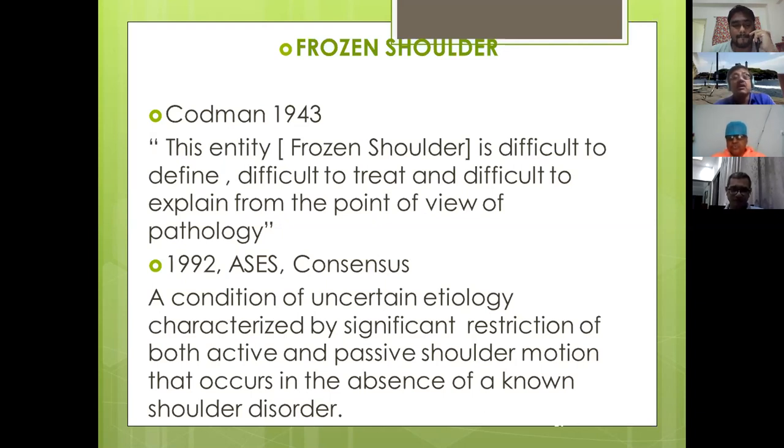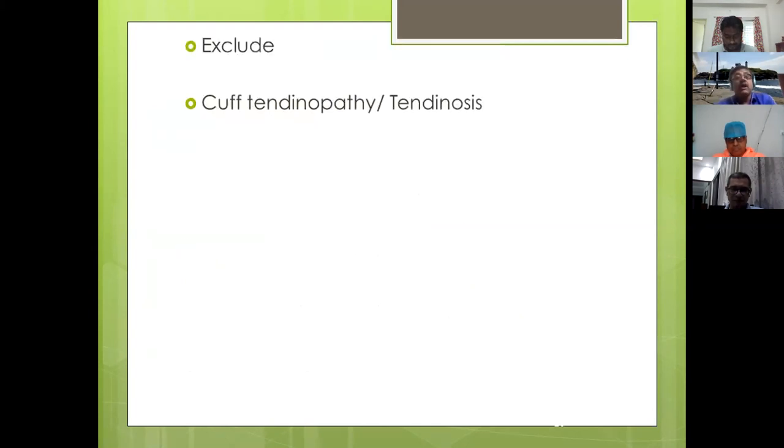Mute others. Okay. So Codman, in 1943, told that this entity, frozen shoulder, is difficult to define, difficult to treat, and difficult to explain from the point of view of pathology. In 1992, American Shoulder and Elbow Surgeons made a consensus: a condition of uncertain etiology characterized by significant restriction of both active and passive shoulder motion that occurs in the absence of a known shoulder disorder. And so always exclude cuff tendinopathy or tendinosis where you suspect it is a frozen shoulder.